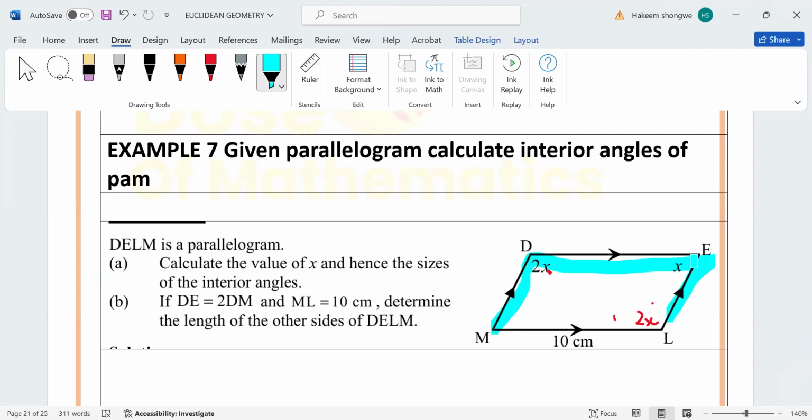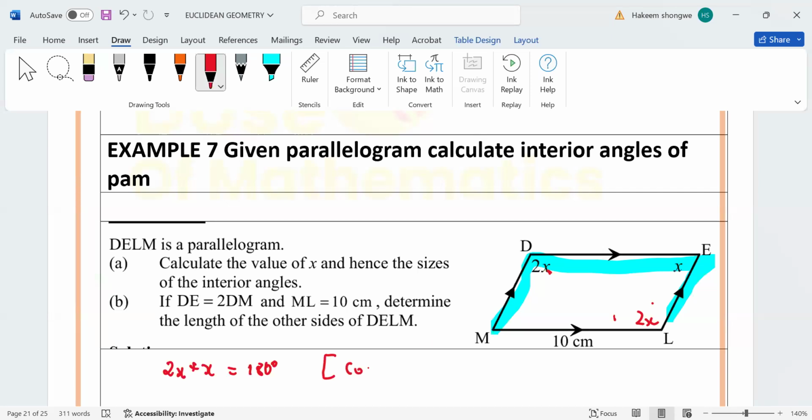What kind of a shape do they form, this one? U shape. What do you know about U shape? They have 180. So I'm going to start by saying that to them. I'm going to say, okay, and now it means 2x plus x is going to be equal to 180 degrees. Then they are going to ask me, why am I saying that?